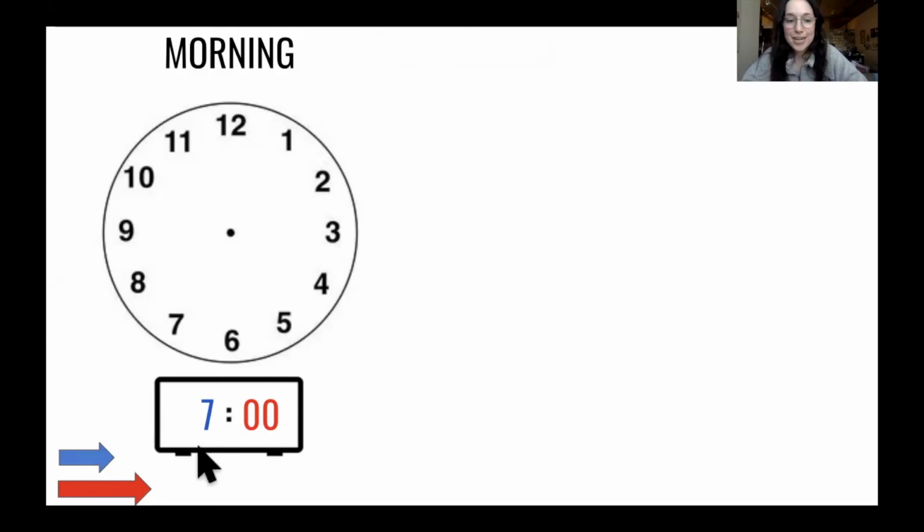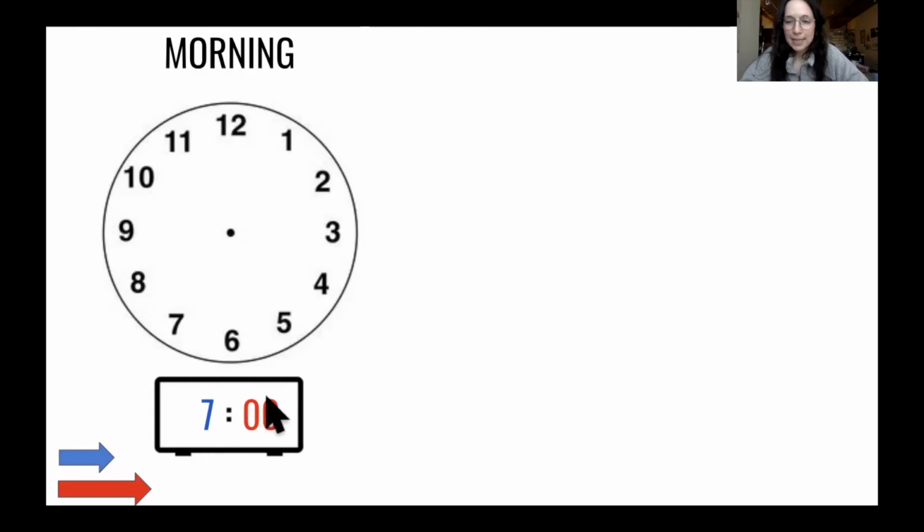So I know that I read from left to right. It says 7:00. Right. When I see 00, I know I say o'clock. 7:00. So if this is my hour, that means that must be where my hour hand is pointing.